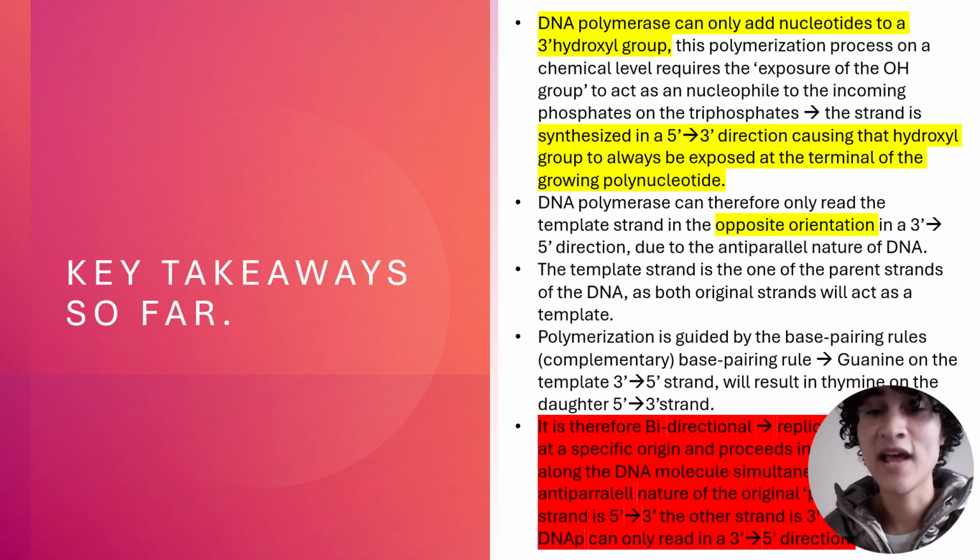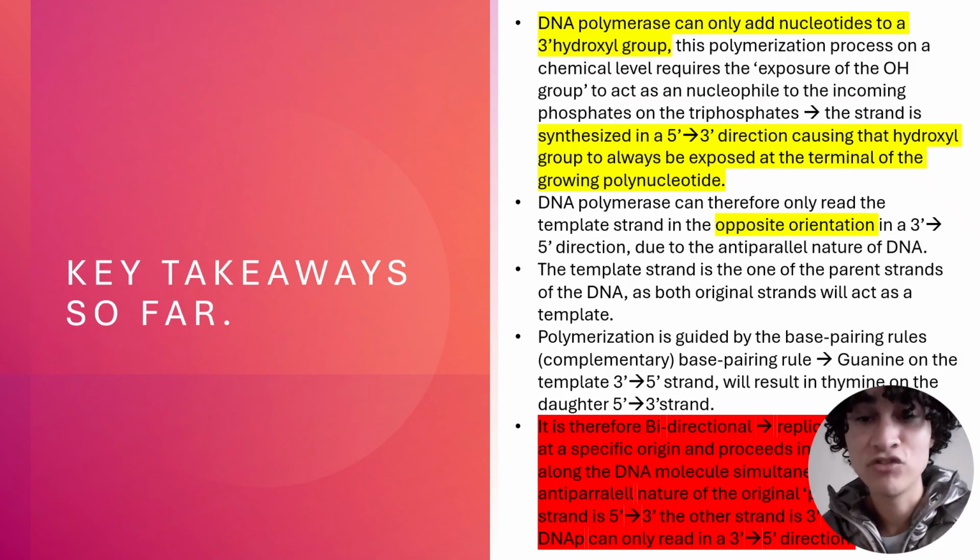Because of DNA's anti-parallel nature, the replication process is naturally going to be bidirectional, because our enzymes, our DNA polymerase and our primase, can only read the template strands in a 3 to 5 prime fashion, and nucleic acids can only be synthesized in a 5 to 3 prime fashion because of that hydroxyl group we need. Again, just to quickly recap the concept of DNA polymerization for those of you who are still confused, that hydroxyl group is critical in acting as a nucleophile.